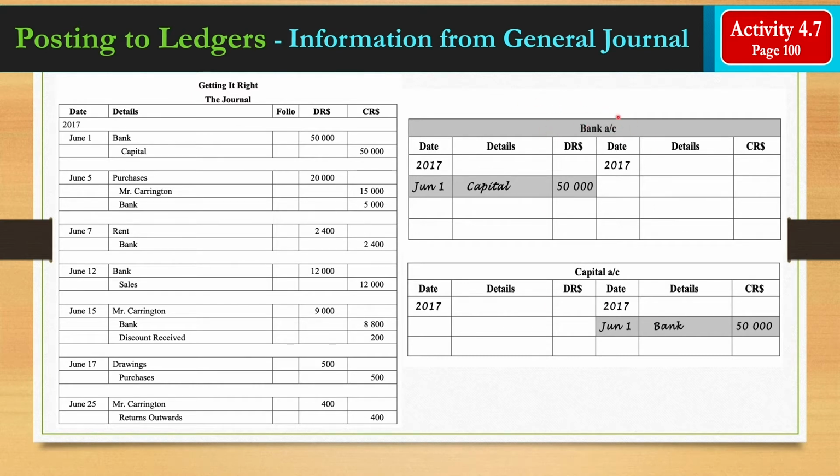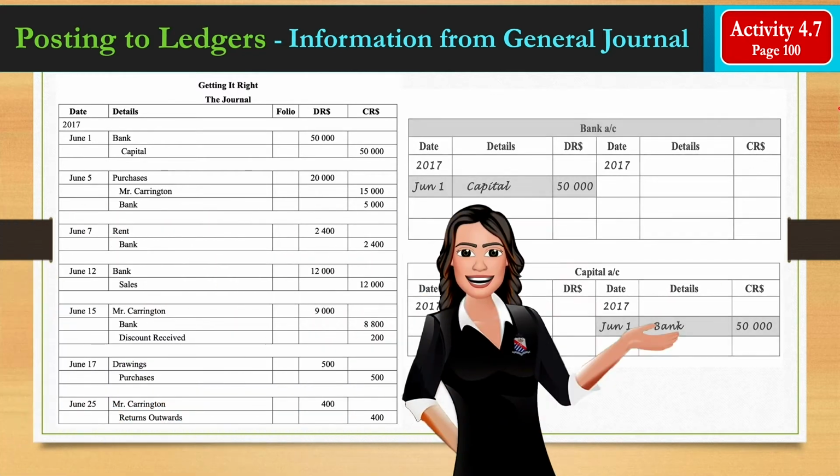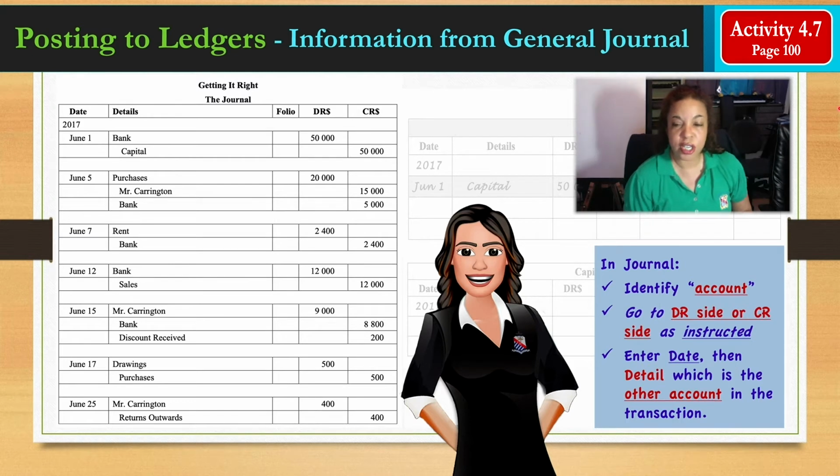Notice that once again in the bank account, the detail is capital, but in the capital account, the detail is bank. Notice as well that they are the opposite sides. So in the bank account, the information was written on the debit side, and for the capital account, it's written on the credit side. So for all your transactions in your journal, what you simply do, identify the account like we identified bank. Go to whichever side they instruct you to go on. So for bank account, they said go on the debit side. For capital account, they said go on the credit side. So you just follow those instructions. You enter the date on whichever side it is. Your detail is always the other account. And that's it. So very, very, very simple, especially when there are only two accounts.